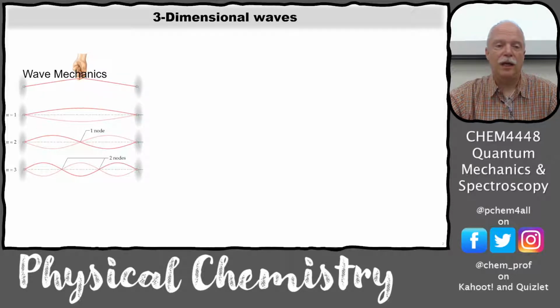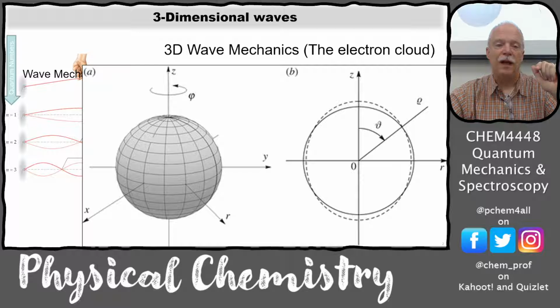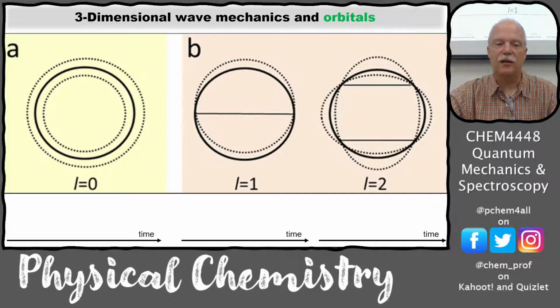So again, we took this idea of wave mechanics in one dimension and extended it to 3 dimensions. And we have this oscillation of the spherical harmonics. We discussed this quite a bit last time with my hands, and today I have some actual drawings. And so let's look at what these oscillations of the electron cloud look like.